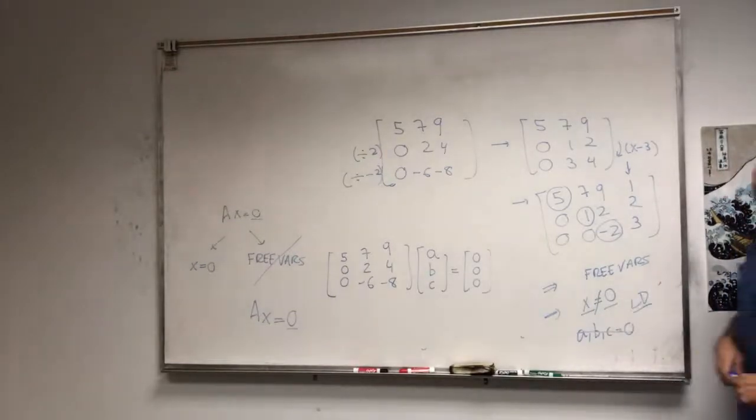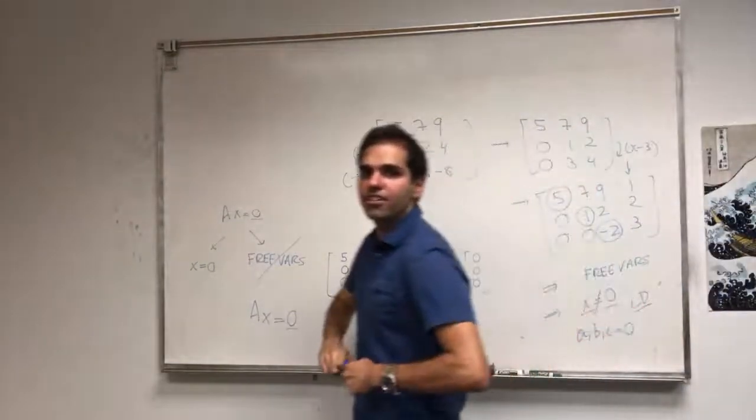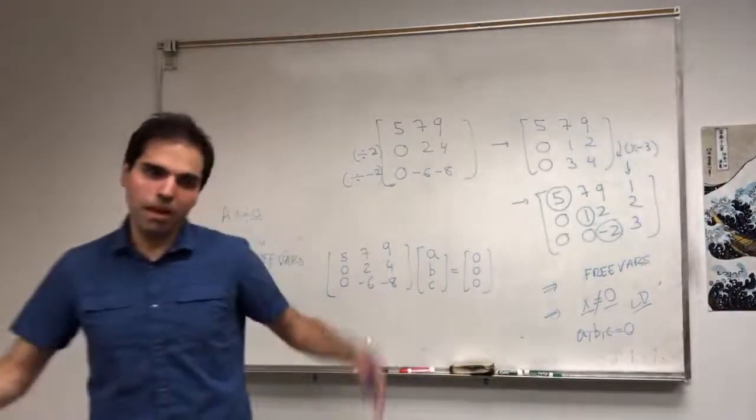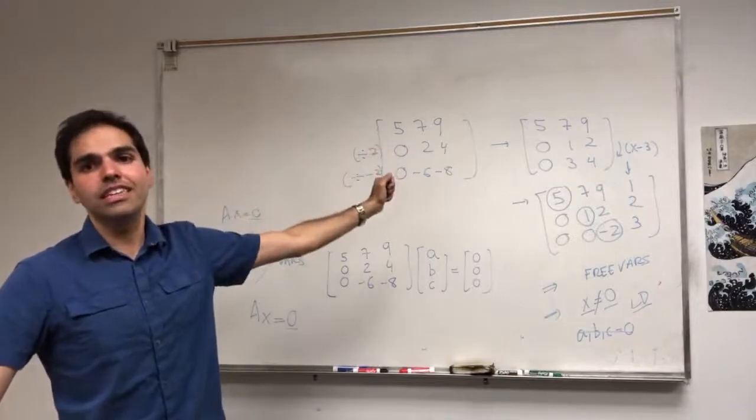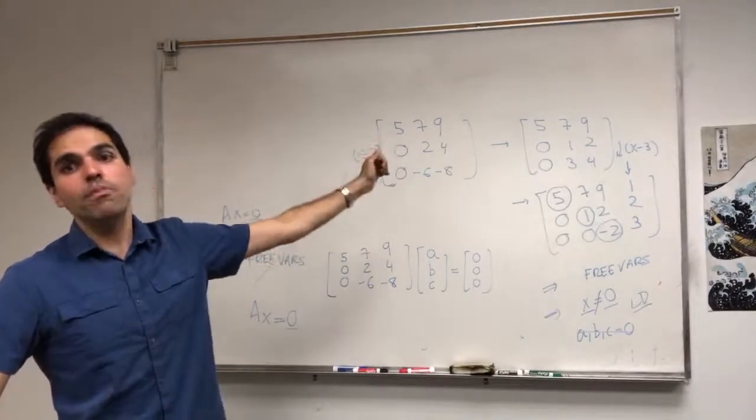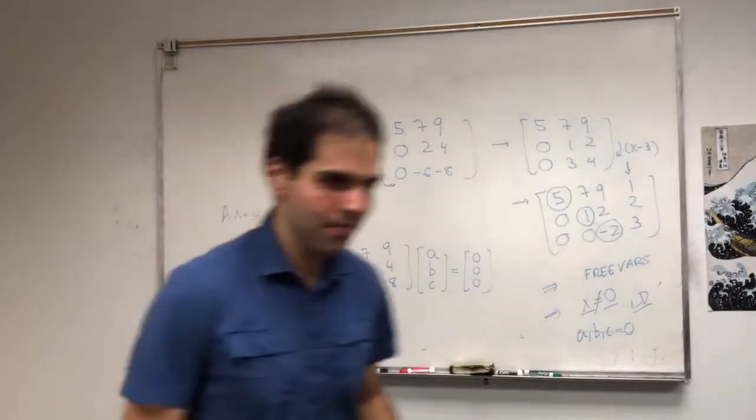So at least for this course, all you need to know is put everything in a matrix. If there's a pivot in every column, it's linearly independent. If there's a non-pivot column, it's linearly dependent.